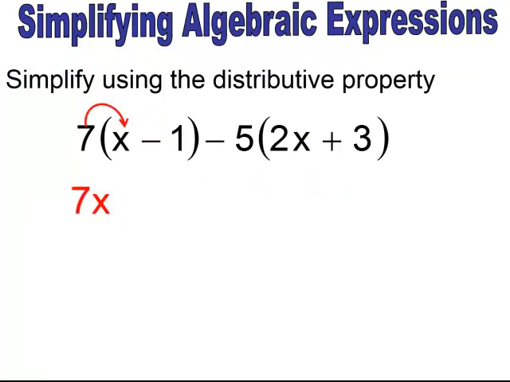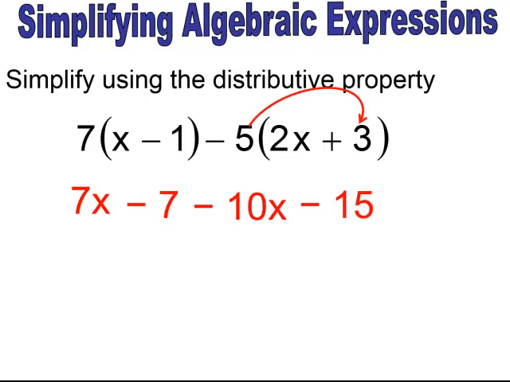I'm going to do the distributive property here. I'm going to get 7x minus 7, distributing that negative 5, negative 10x minus 15. When I combine like terms, I get a negative 3x minus 22.